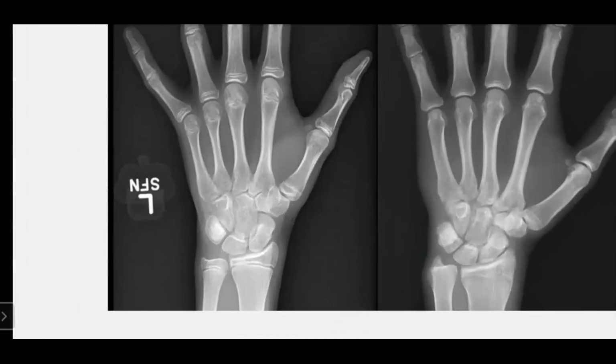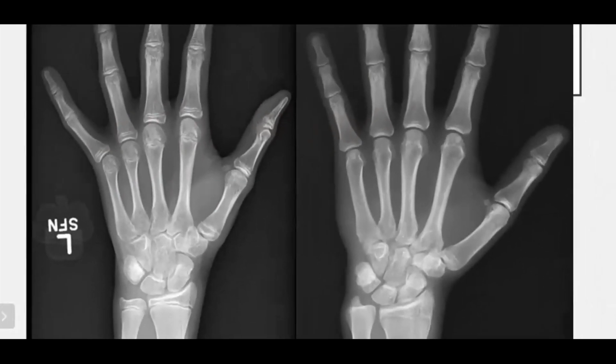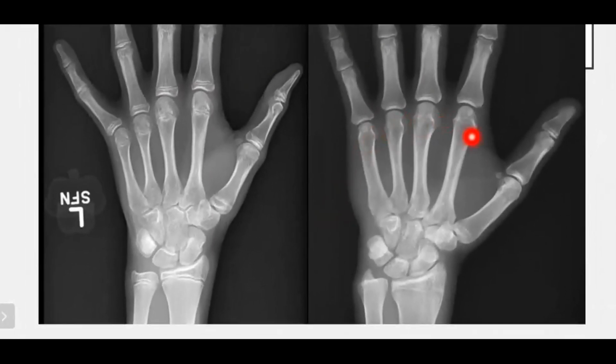This is an X-ray of a 15-year-old boy, with incomplete fusion of the epiphyseal plates proximally and distally. This is an X-ray of an adult, showing complete fusion of the epiphyseal plates.